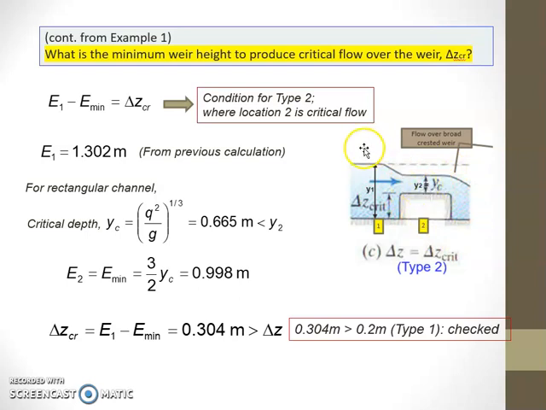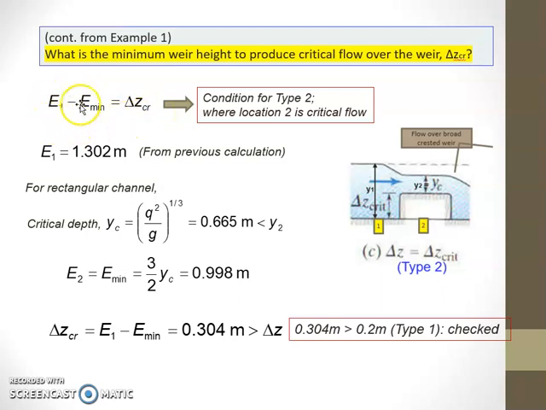There are no changes at the upstream part. So based on condition 2 of type 2, the equation will be the specific energy at the upstream minus the specific energy at location 2, which is your E minimum, equal to delta Z critical.